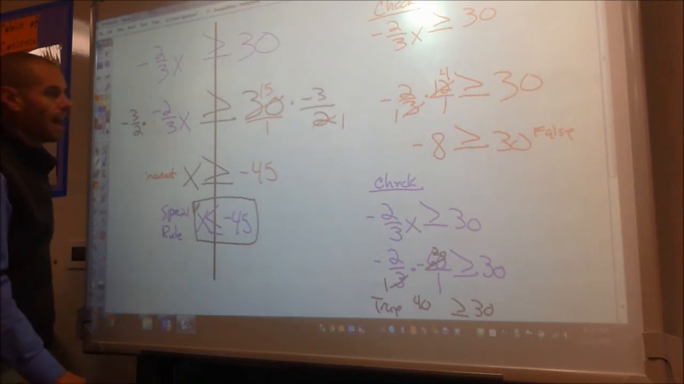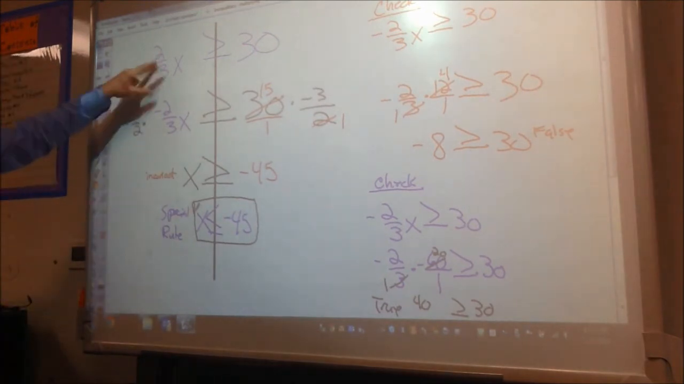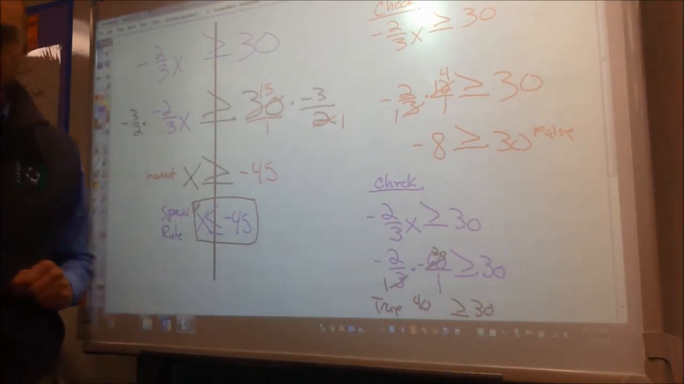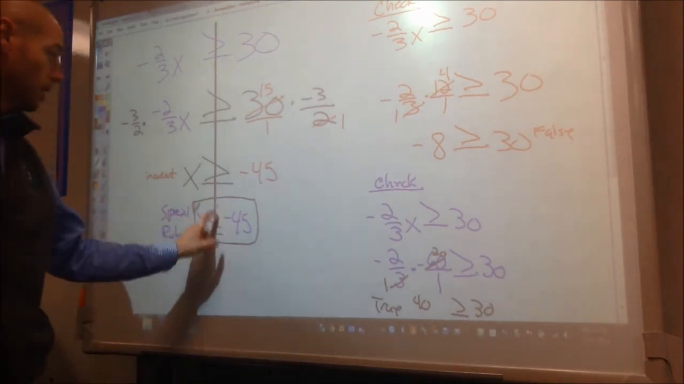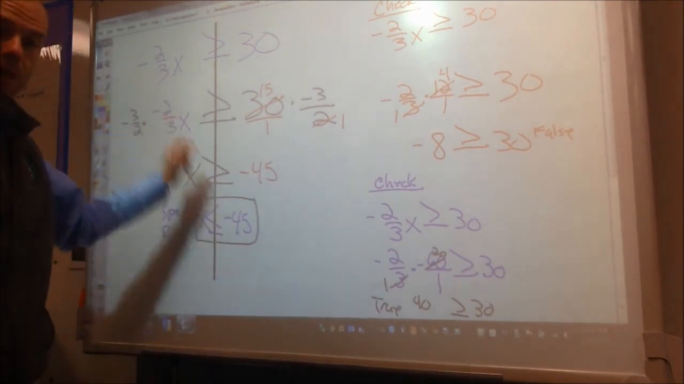So once again, I hope that helps. Just remember that you take the reciprocal and you multiply. And don't forget the signs, that you change the sign if you're doing it by a negative number.